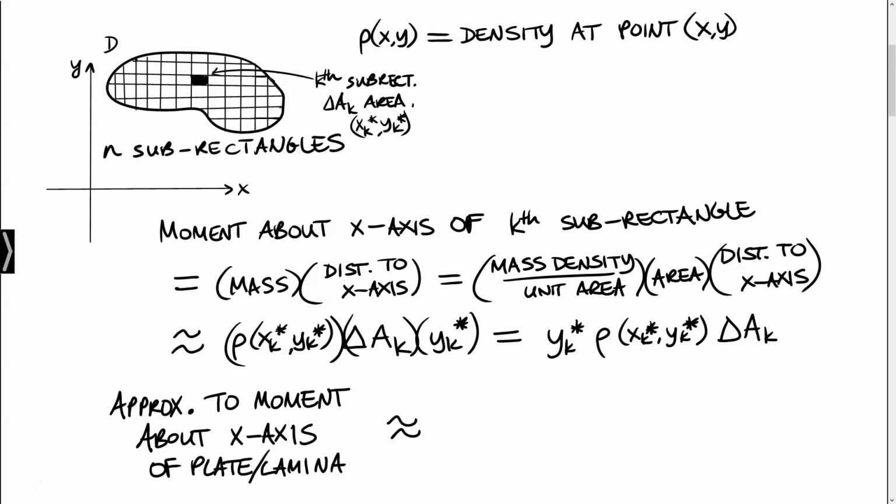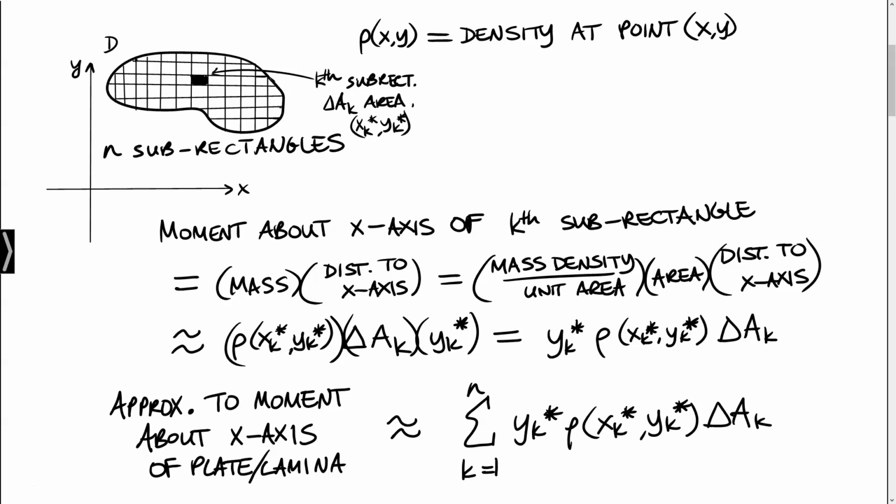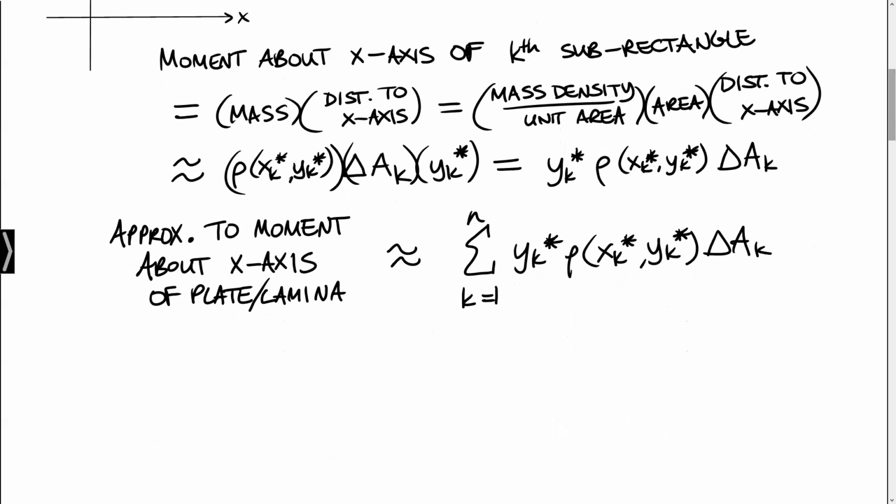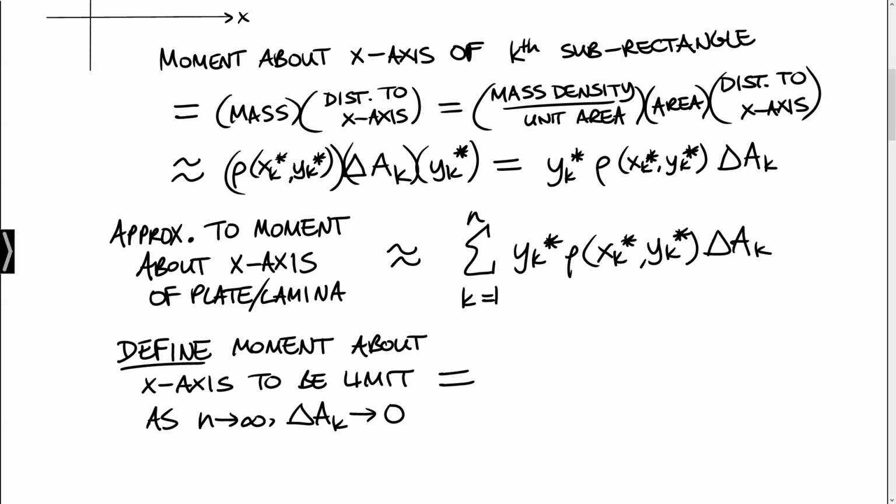Okay, and that will be then the sum from k equals 1 to n, just add them all up. And now take the limit as we let the number of rectangles go to infinity and the areas go to 0. And this is our definition then of the moment about the x-axis. And the notation we use for this is capital M sub x. So it's a little confusing at first because the subscript is x, but we end up integrating y.